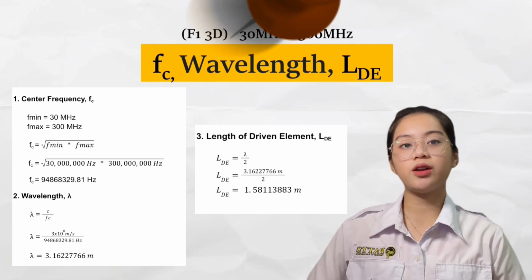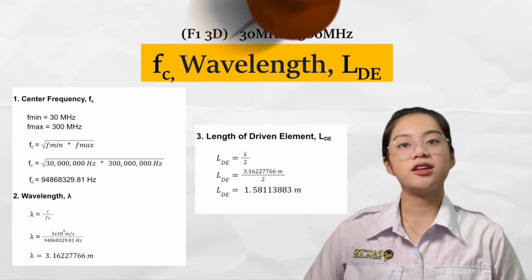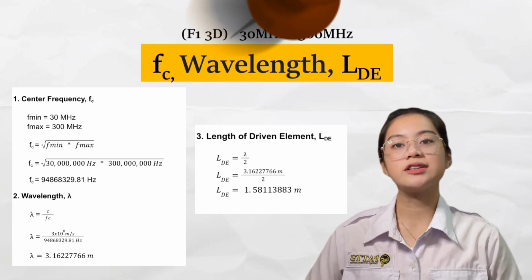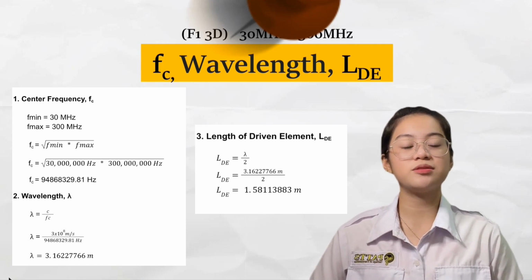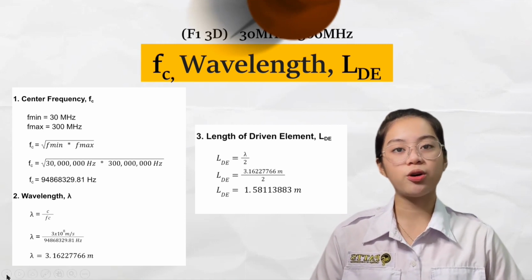Number 2, we have the wavelength. To solve for the wavelength, we have the formula 3 times 10 raised to 8 meters per second divided by the center frequency. And the total wavelength will be 3.162277766 meters.